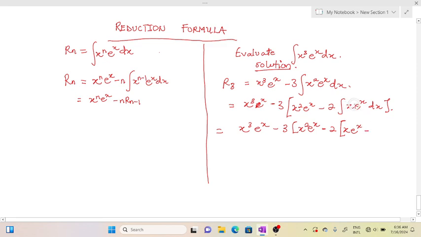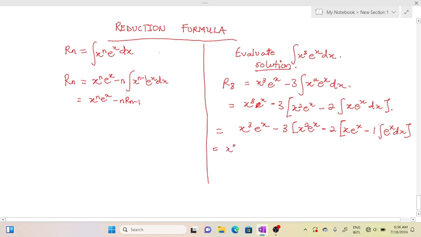So 1 minus 1 is 0, meaning x is going to vanish. So we're going to have the integral, and here the n becomes 1. So my n becomes 1 times the integral of e to the power x. So at this point, I think we're almost done. We have exhausted the power of x.